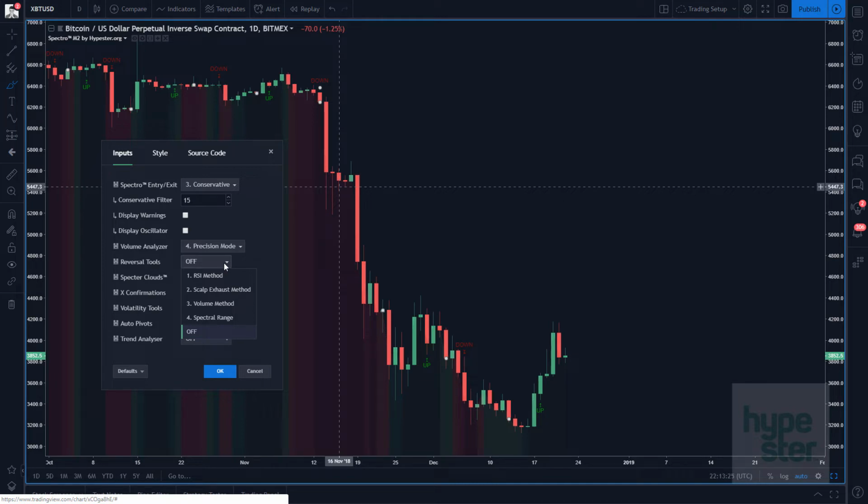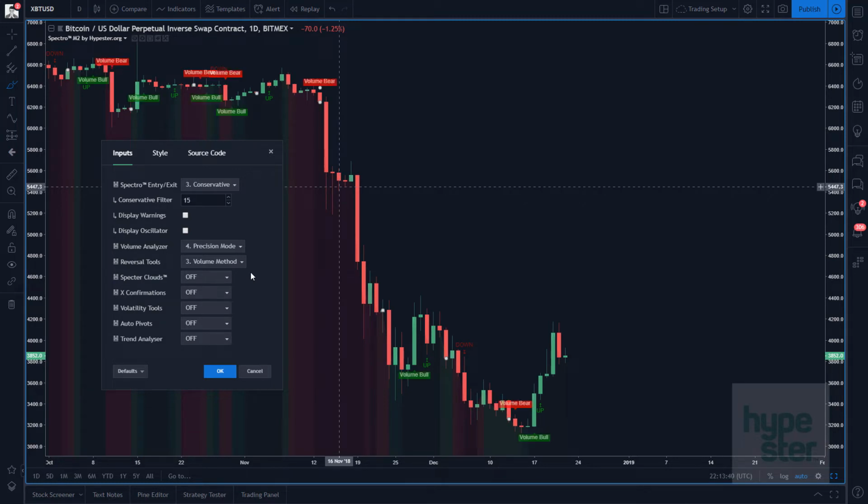They offer you 4 different ways to spot reversals, strong changes of direction in price. So since we're talking about volume, let's start from the volume method. The volume method is the most reactive one, and it's the one you want to use when you need a trigger, when it's really bearish, when it's really bullish.